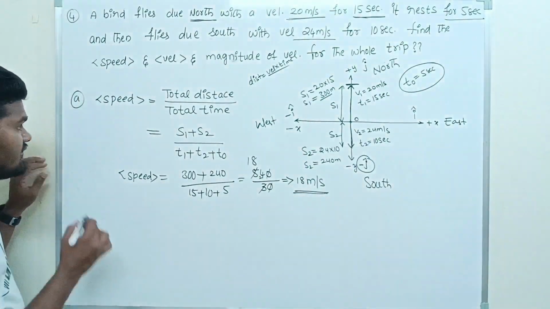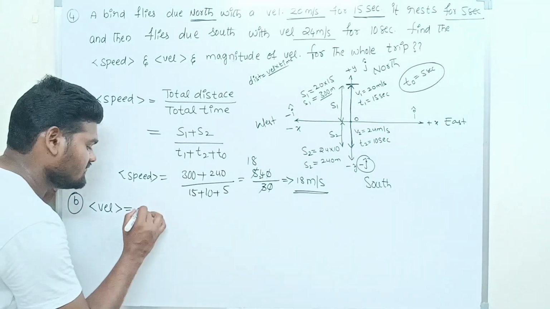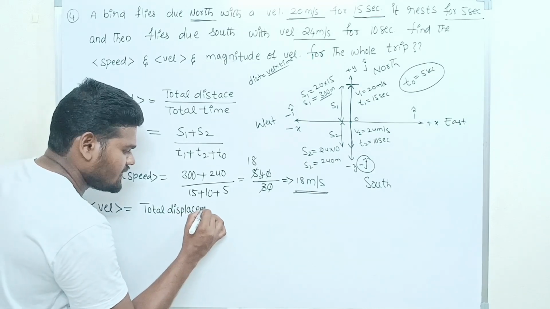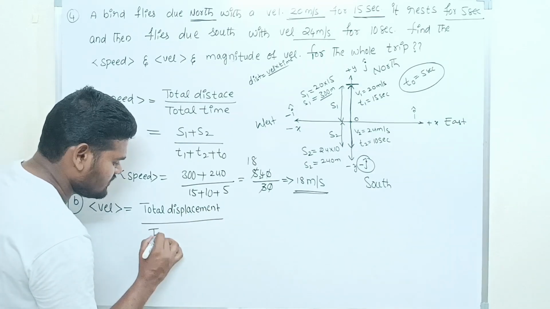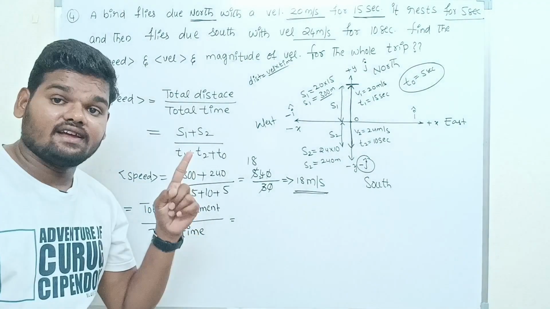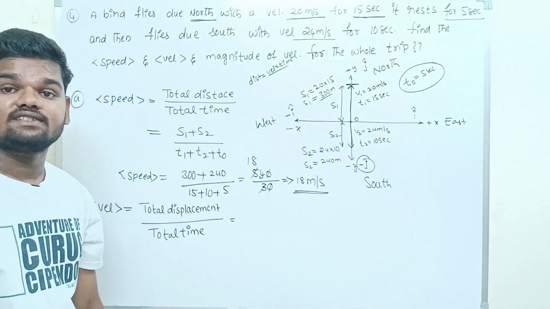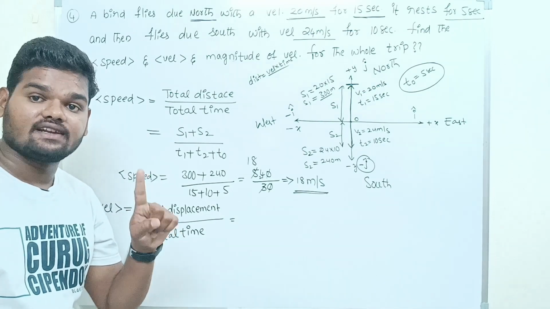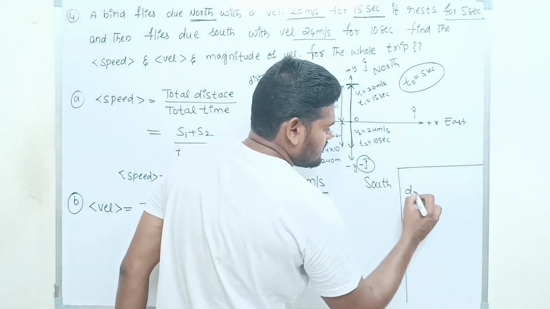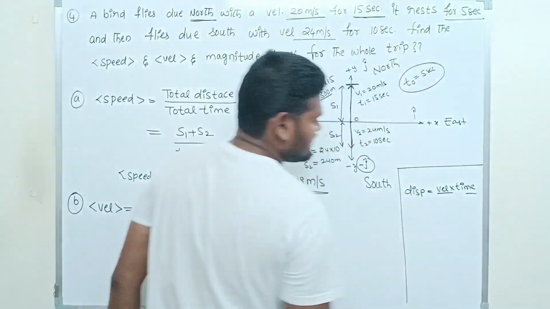Next, what we have to find? B, average velocity. What is average velocity? Total displacement divided by total time. I told you that displacement is a vector quantity. We have to consider its direction also. So what is the formula for displacement? Have a look. Displacement is equal to velocity into time.